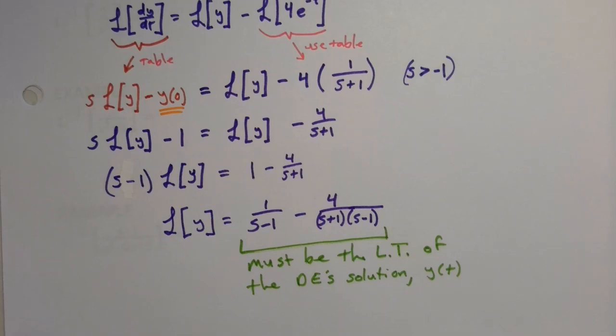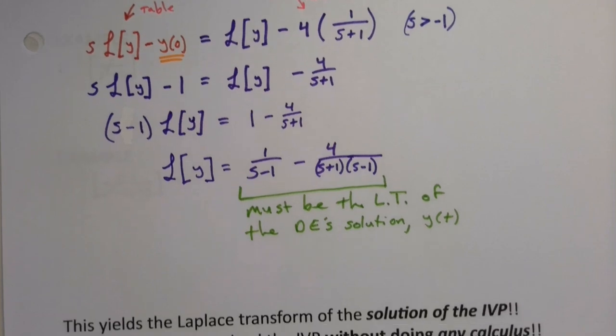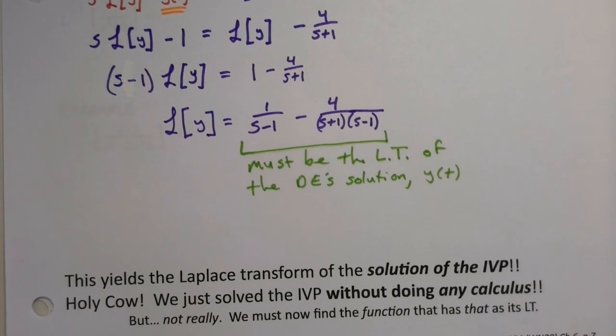So I know this thing is the Laplace transform of the solution. The only problem is I don't know what the solution is. So notice at the bottom of the page it says this yields the Laplace transform of the solution of the initial value problem. So that means we solved the initial value problem and didn't need any calculus to do it. We just needed a table with some Laplace transforms. The problem is that we didn't actually solve it.